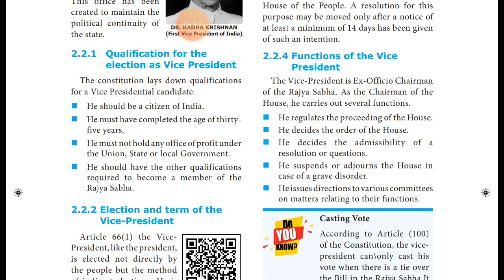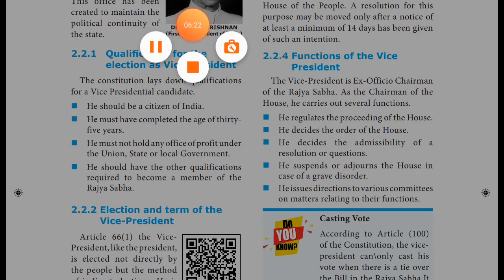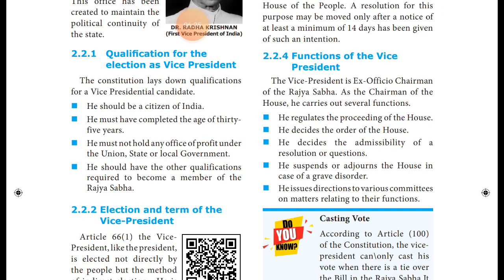So, students, you should know the organs of the central government: the president, qualification, powers and functions of the president, and then election, how we elect the president. What do you mean by electoral college? Electoral college means, once again remember, both houses of parliament, the Lok Sabha and Rajya Sabha members, and union territory members, that means MLAs and MPs also, they elect the president of India.